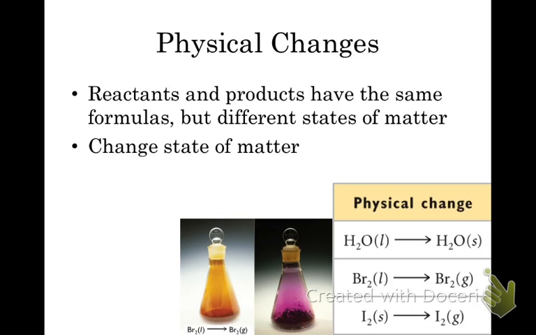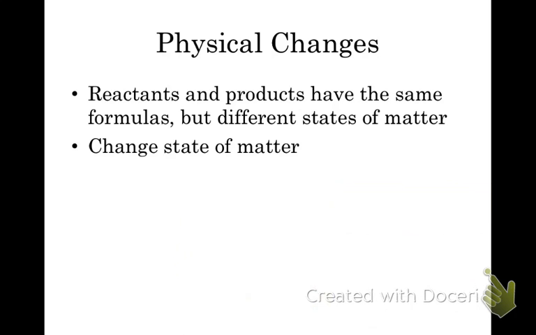I can add some heat to bromine so it can go from a liquid to a gas. I have in this container what would have been liquid bromine, and it's changing its state of matter to become a gas. My equation shows me that I still kept Br2 in there, I just changed the state of matter.